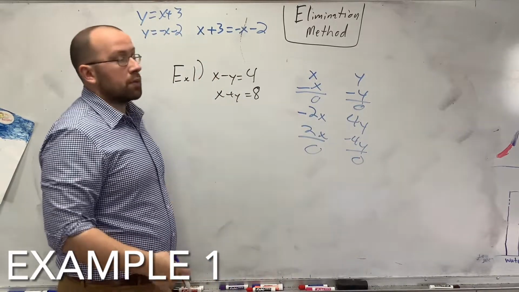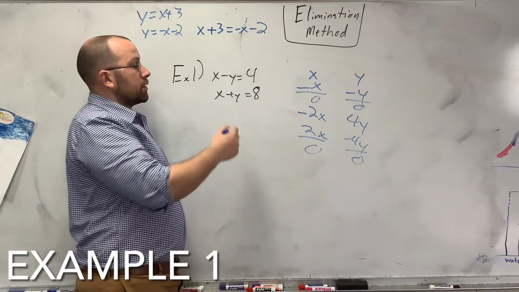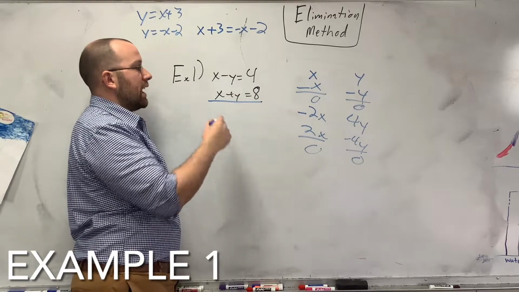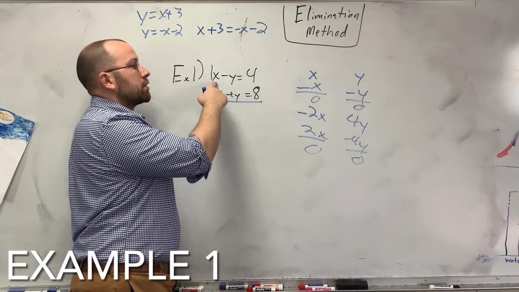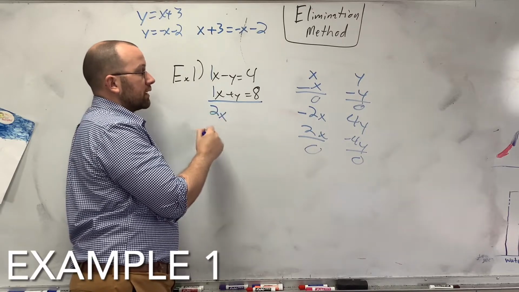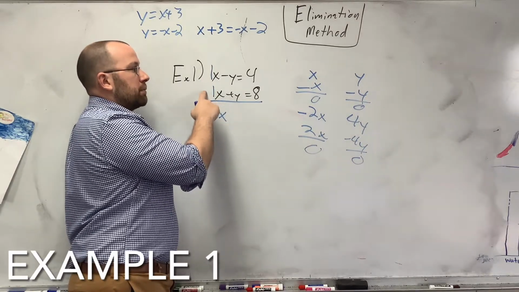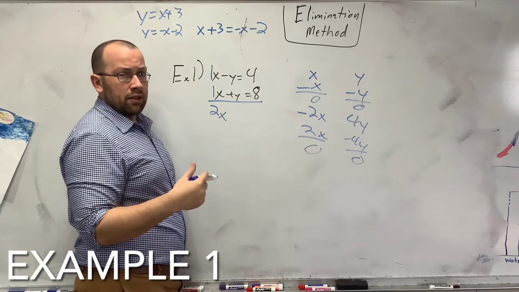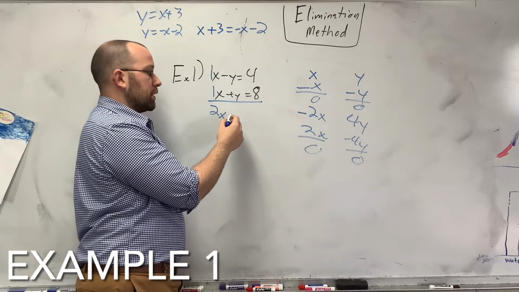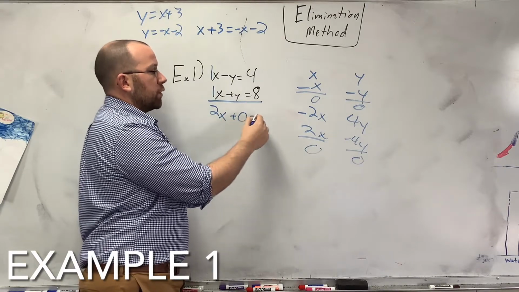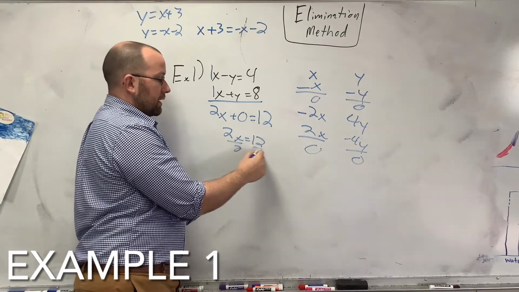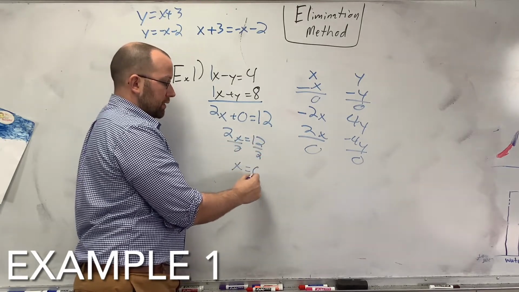So in this case, this one is already set up for us, so we don't have to do anything special. I have a negative y and a y. So when I add these together, and remember there's a 1 in front of the x's, 1 plus 1 gives me 2x. This is what people miss a lot, you forget that there's that understood 1 there. So 1 plus 1 is 2. Negative y plus y is 0. Then 4 plus 8 is 12. So 2x equals 12. Divide by 2, divide by 2. x equals 6.